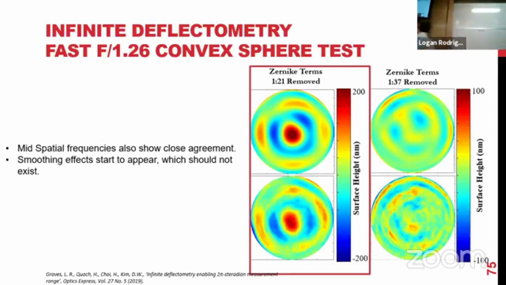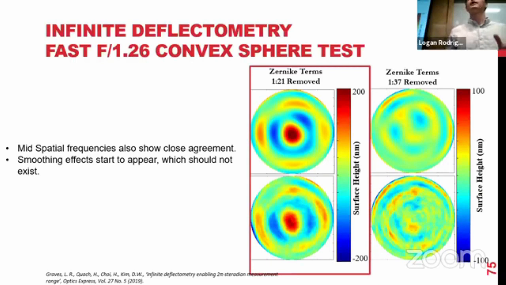So we can start to see that the interferometer, which is highly sensitive, does show pretty sharp features, whereas the infinite deflectometry system is showing a very smooth surface. Realistically, it probably isn't that smooth. This is probably an artifact of the infinite deflectometry approach.